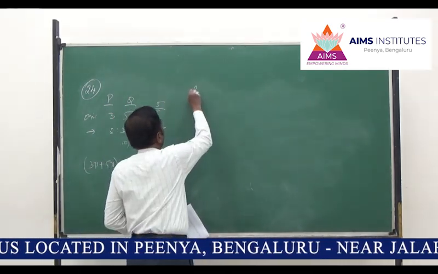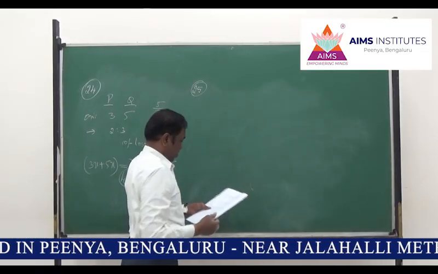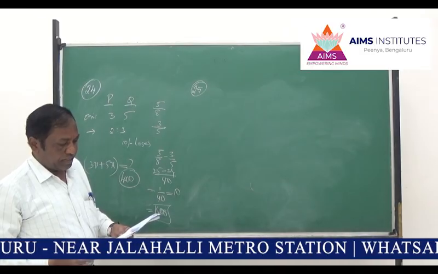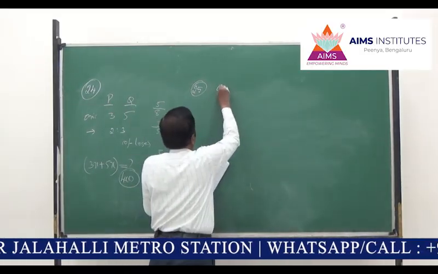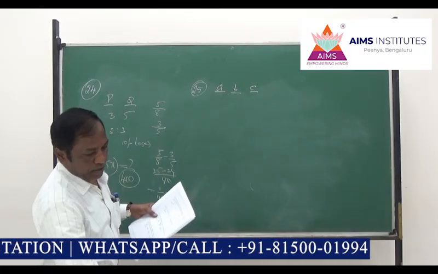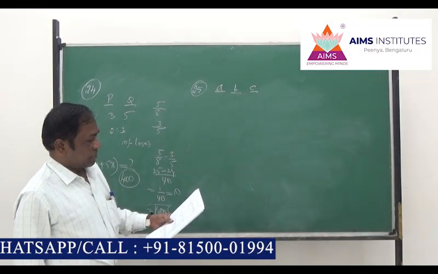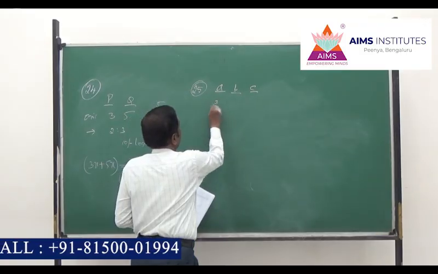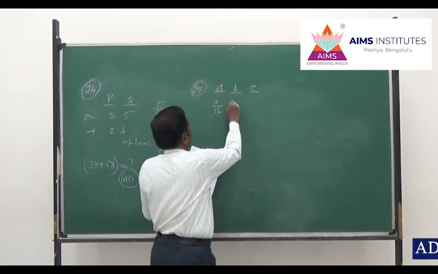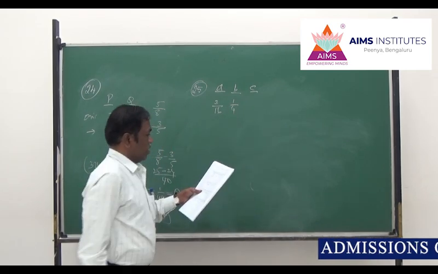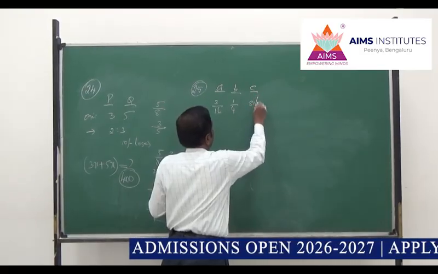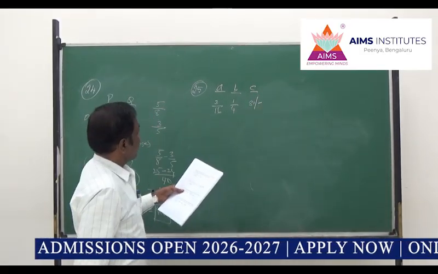Question number 25. A certain amount of money is distributed among A, B, C. There are 3 people, A, B, and C. A gets 3/16 and B gets 1/4 of the whole amount. C gets 81 rupees. What is the amount of B?